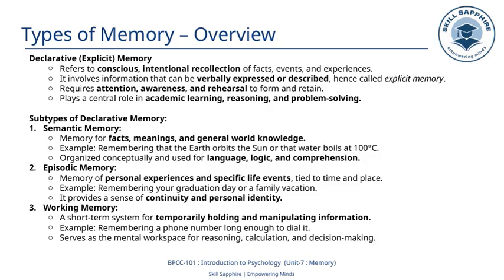The second subtype is episodic memory. This involves the memory of our personal experiences, things that happen to us personally, tied to specific times and places. For instance, remembering your graduation day or a family vacation, that's episodic memory. It gives us a sense of continuity in our lives and helps shape our personal identity. It's what makes our memories unique and personal.